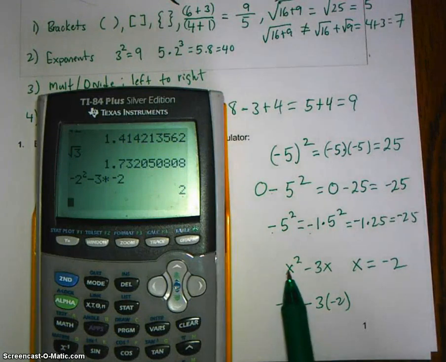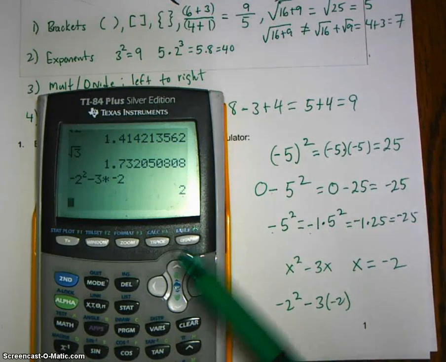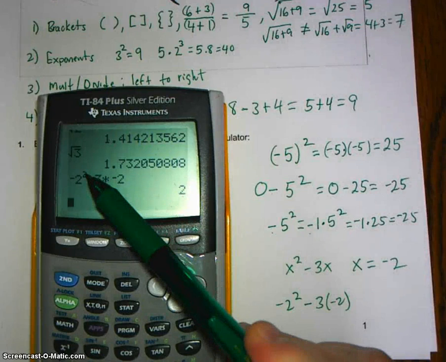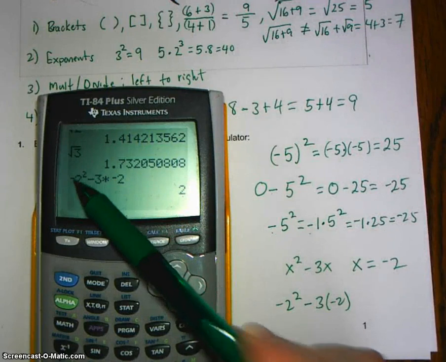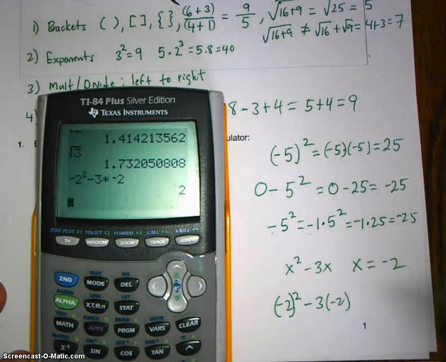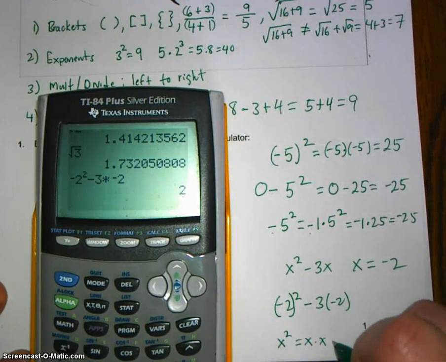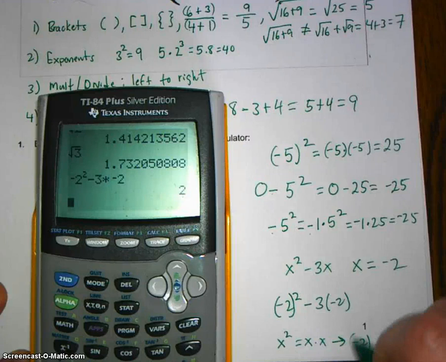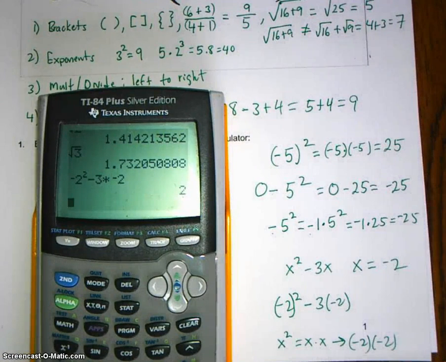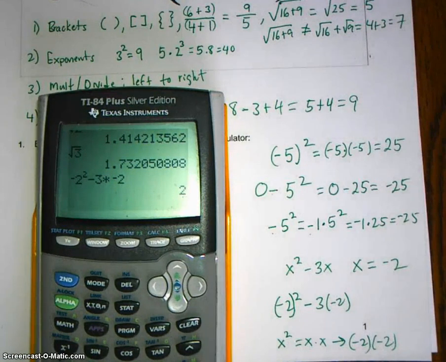And the reason it's the wrong answer is because x squared means to take this value of x and multiply it by itself twice. The calculator's following the order of operations. The calculator did the 2 squared, then it did the minus. What you really need is this, because x squared is x times x. So when I plug in negative 2, I really need negative 2 times negative 2. And in order to do that, you've got to put it in parentheses.